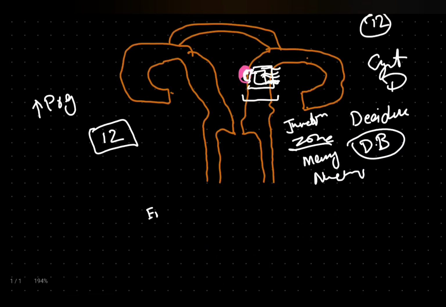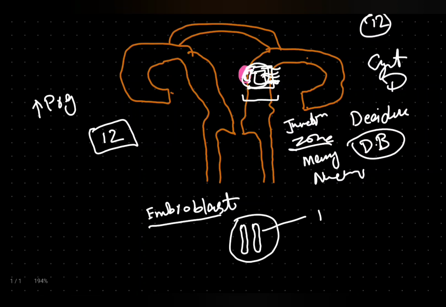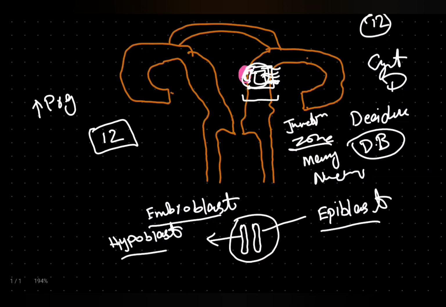The embryoblast cells are located inside this structure called the trophoblast. The embryoblast cells are divided into two layers, a bilaminar disc, inside the structure. One is called epiblast, and the other is called hypoblast. These are the two bilaminar embryonic discs.